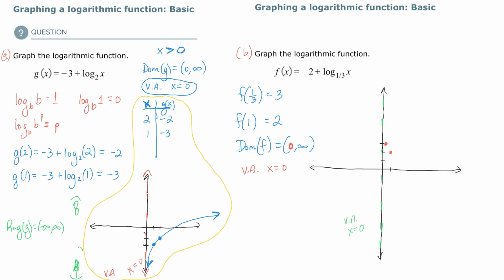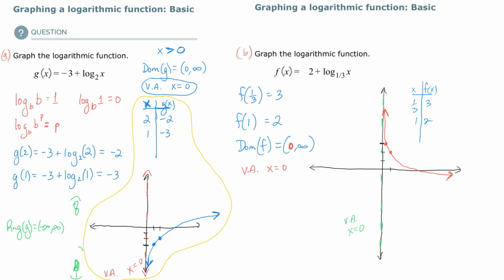Oh, I forgot to label my ordered pairs. Excuse me. Let's label them over here. x and then f of x. We said they were what? 1/3, 3, and then 1, and then 2. And let's draw our logarithmic function. This is a decreasing logarithmic function from left to right. Notice it approaches the vertical asymptote.